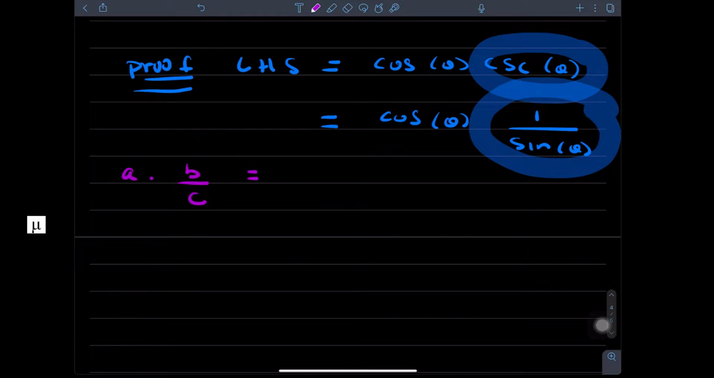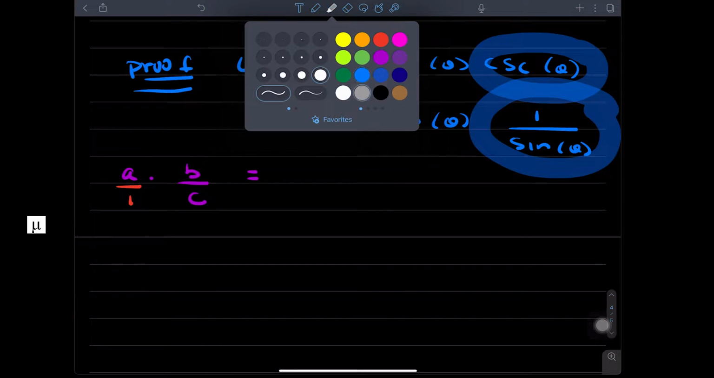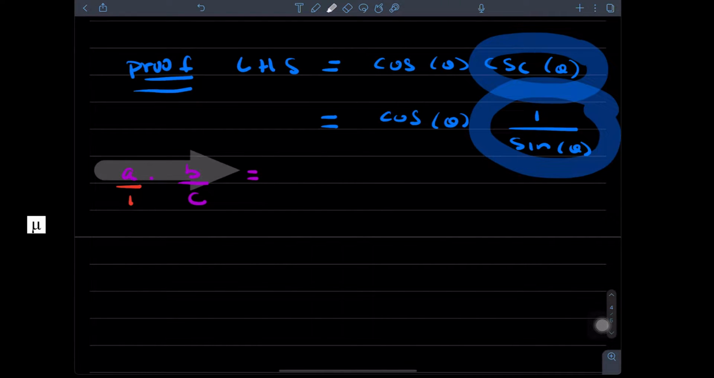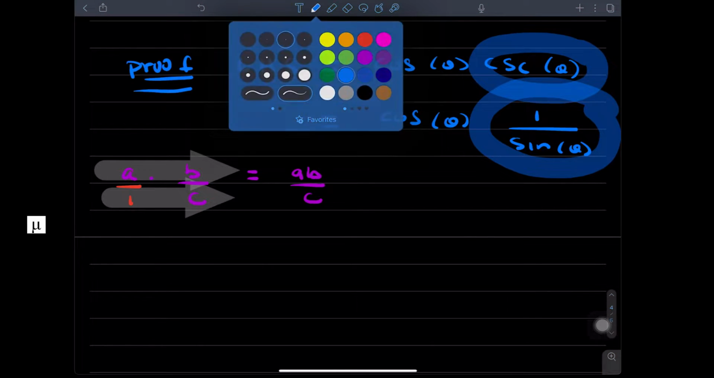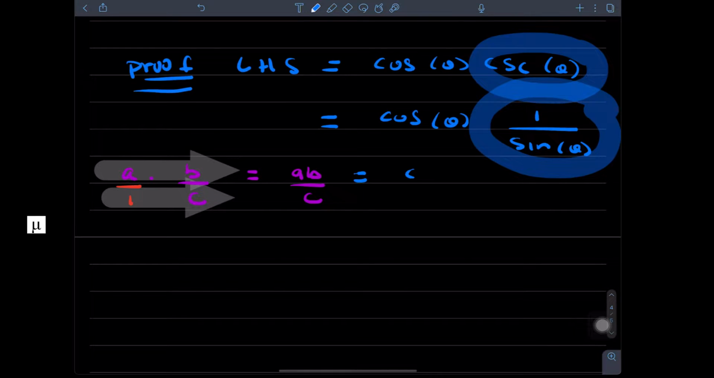Do you guys remember how, I'm going to do this. How do you multiply a whole number with a fraction again? We multiply what's called horizontally across, don't we? So this really is AB over what? 1 times C, isn't that C? Easy breezy lemon squeezy. So you might say, well, why do I bring that up? Because this equals cosine theta over what? Sine theta.